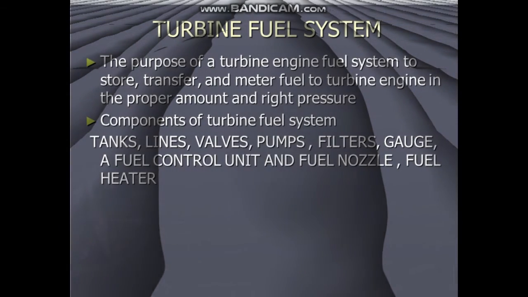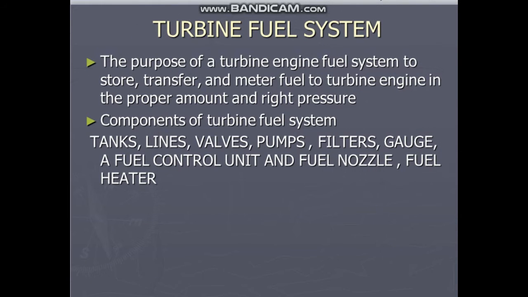The purpose of a turbine engine fuel system is to store, transfer and meter fuel to the turbine engine in the proper amount at the right pressure. Components of the turbine fuel system are like the reciprocating engine, but they have some additives. The components of the turbine engine are tanks, lines, valves, pump, filters, gauge, fuel control unit and fuel nozzle, and the last one, fuel heater.